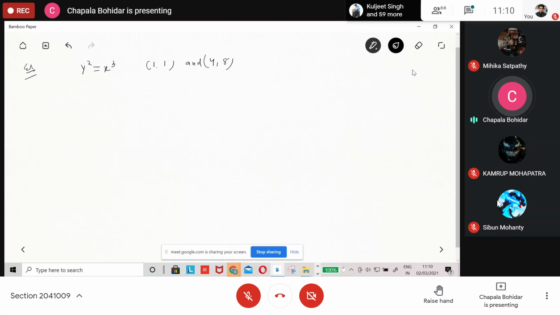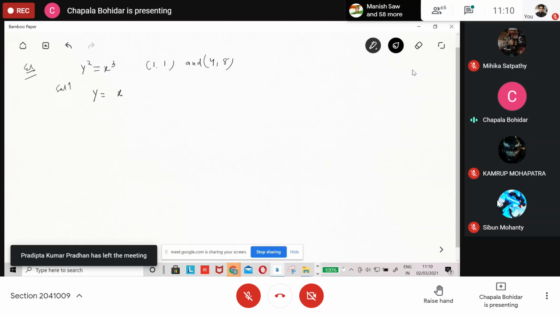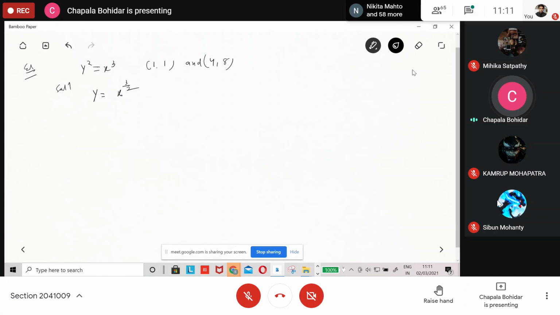What is given is y square is equal to x cube. So the solution: y is equal to x to the power 3 by 2. To find the arc length, dy by dx is equal to 3 by 2 x to the power 3 by 2 minus 1, that is 1 by 2. So we get dy by dx this way.